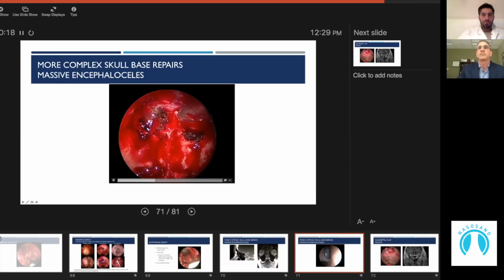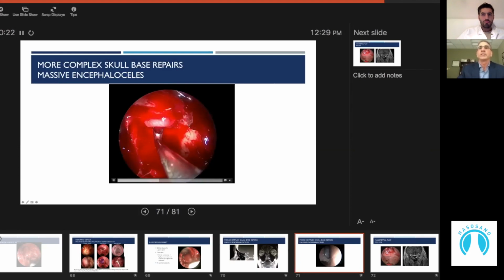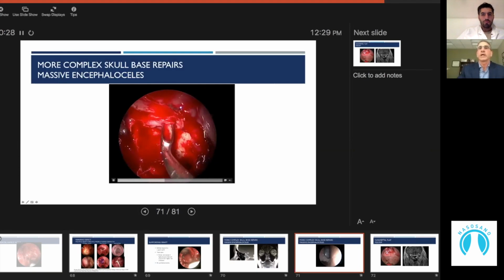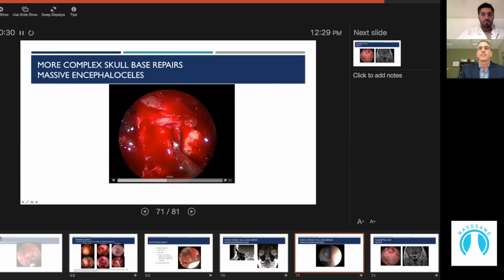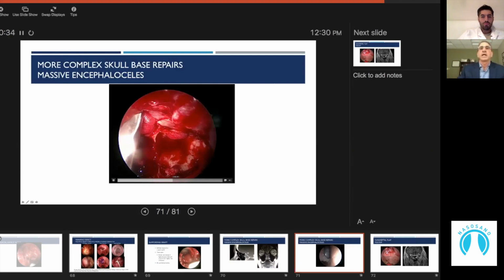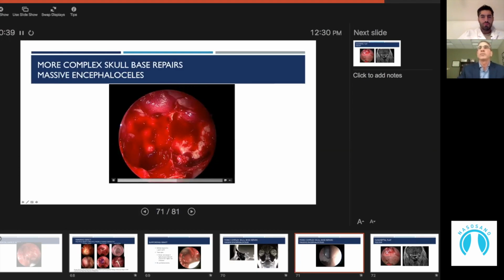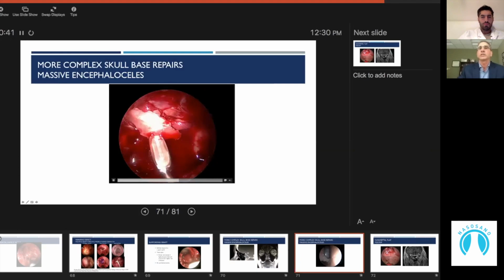Now we see the defects. We're looking at dura here with multiple pieces of bone fragments. We'll place an inlay of dural replacement graft. In this case, I am going to place a little bone graft because of how large the individual bone defects are and how much brain was coming into the nasal cavity.